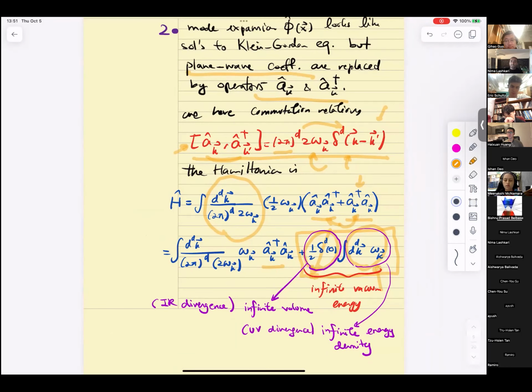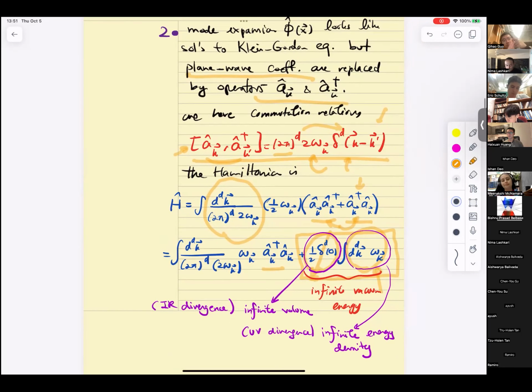The origin of this is simply the fact that for a simple harmonic oscillator, you write the Hamiltonian as the number operator plus half. Here you have an infinite number of these harmonic oscillators, so you end up with an infinite amount of energy. It's a little bit more tricky. It's not just half, but anyway, that's what it is. Any questions?